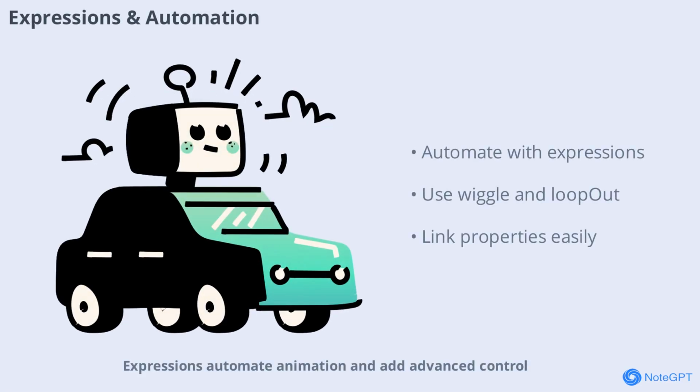Expressions automate animation and add advanced control. Use wiggle for random motion, loop out for repeating animations, and value at time for delays. Link properties with the pick whip, add slider controls for centralized adjustments, and use index math for dynamic stacking. Expressions save time and unlock complex effects.